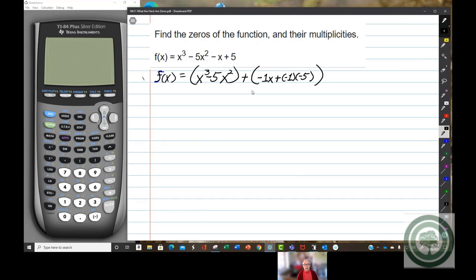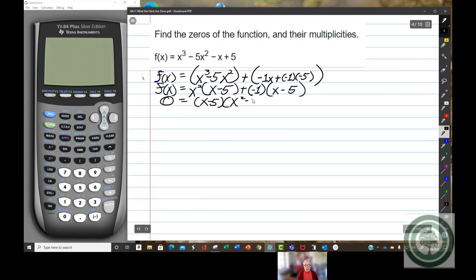Okay, so that's just taking care of that. So I pull out x squared. Each term contains an x squared, and each term over here contains a negative 1. So we'll have x minus 5. And so we need to find the zeros. So we'll have 0 equals x minus 5 times x squared minus 1.